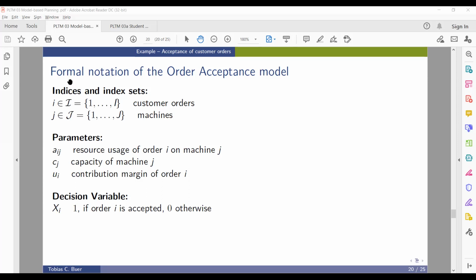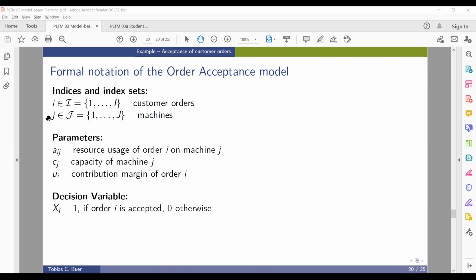So now we have these abstract concepts and we write them down in a mathematical notation. We call this notation how we want to talk about these different objects. So we have our customer orders. If we just pick one customer order, any customer order, we use the letter small i. If we talk about any machine, we use the letter small j.